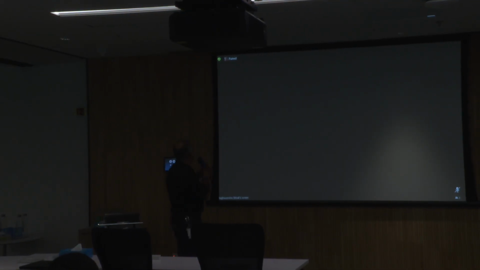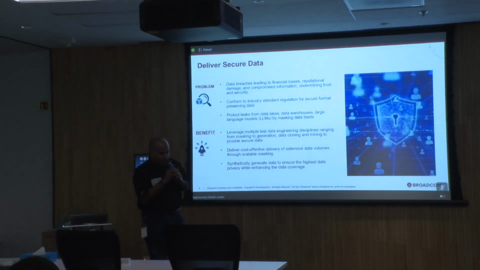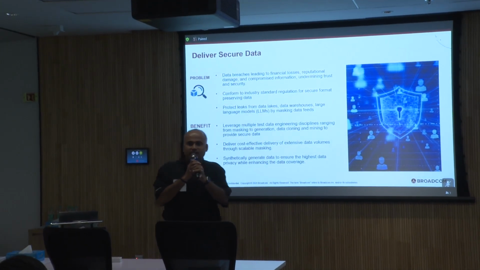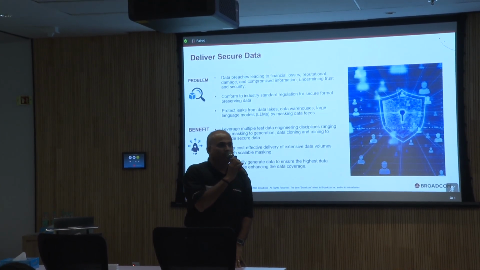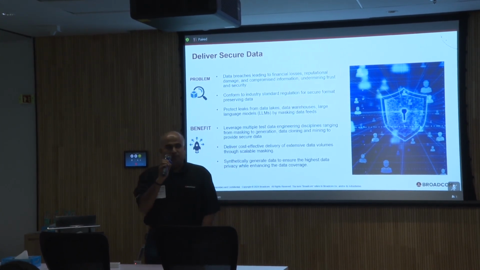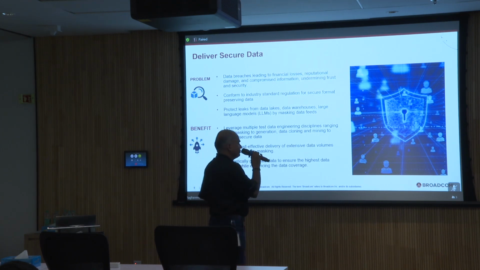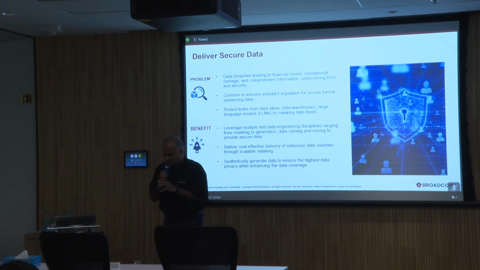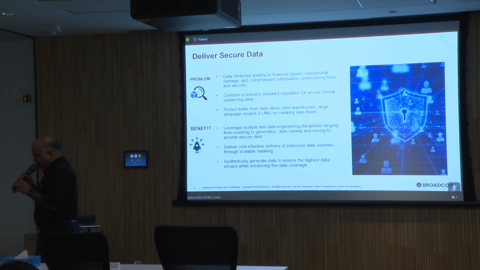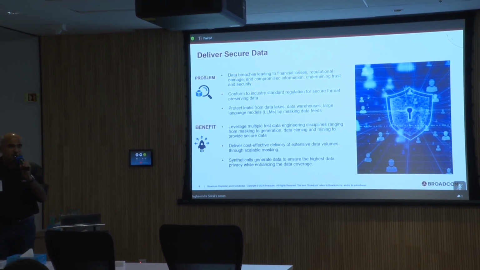So once we identify the secure data, the next activity is how do I deliver this secure data, right? So how do I deliver this data to my app development team, my application, my testing team, right? So there are various methods you can deliver this sensitive data. One of them is the masking. The second one is the data subsetting.